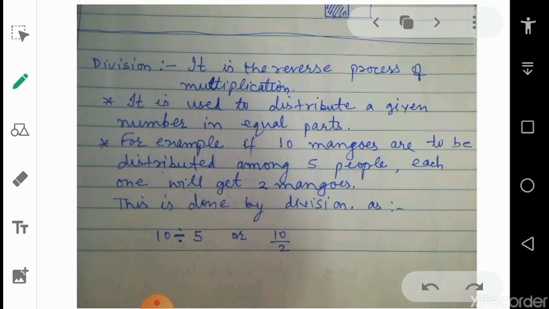The division operation can be shown as the dividend, the sign of the division, and the divisor. So here we write 10 is divided by 5, and the operators of division are this one or this one. Both operators can be used, and we can also write it in this way, 10 over 2. Sometimes it is called 10 upon 2.